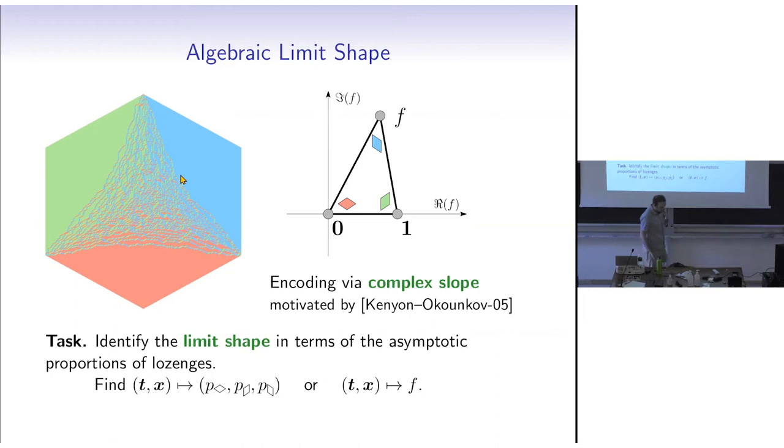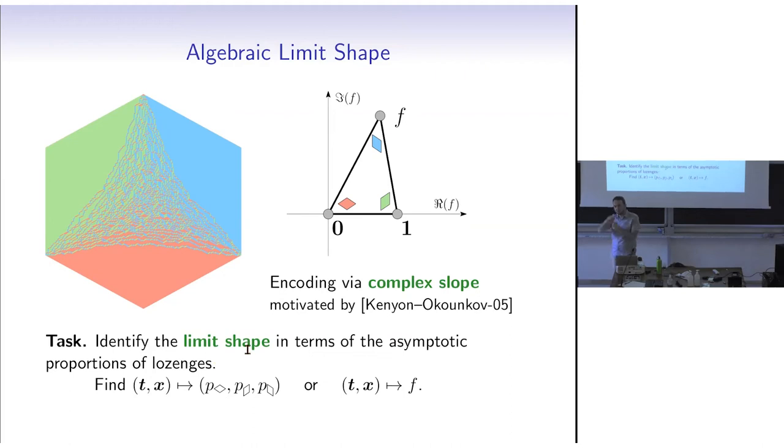Now, there's a convenient tool here, which originally appeared in the work of Kenyon and Okounkov. What they suggested is that it's kind of complicated to work with three real functions, which all should be non-negative and sum up to one, a weird coordinate system. So they suggested using a different coordinate system in all problems of this type, which is called complex slope. For that, you renormalize your three densities of lozenges, which sum up to one, multiplying them by pi.